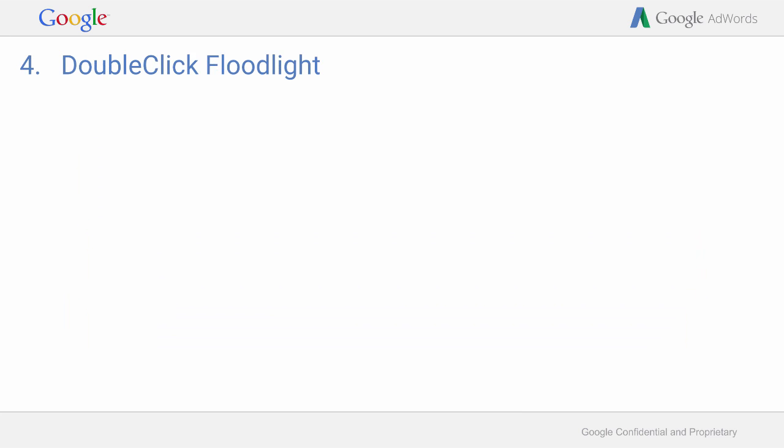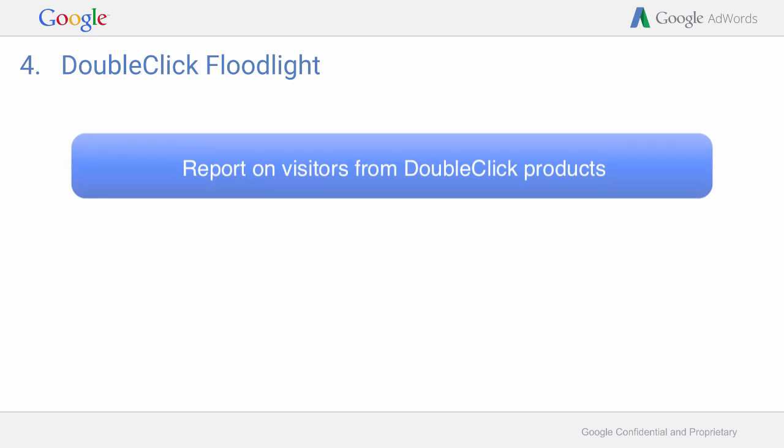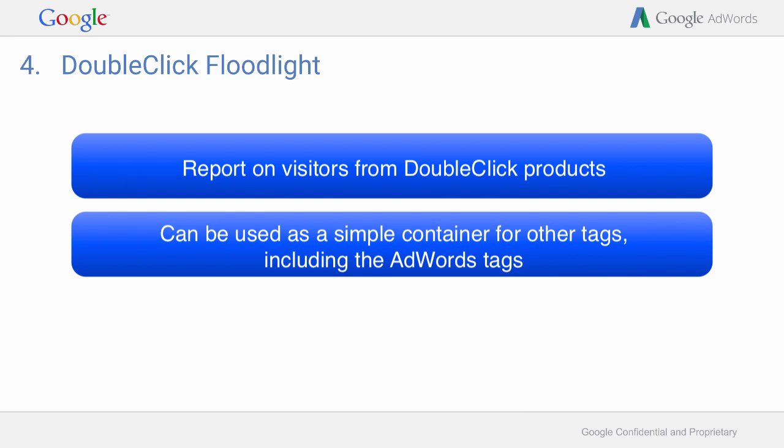The DoubleClick Floodlight tag is used to capture and report on the actions of users who visit your website after viewing or clicking on one of your ads. Floodlight tags act as a normal tag in DoubleClick products, as well as acting as a simple container for other tags, including the AdWords tags.